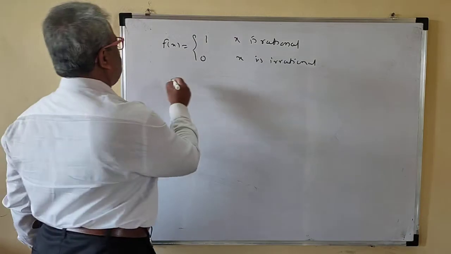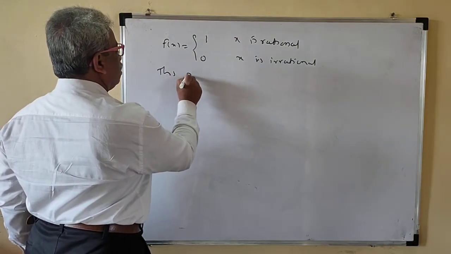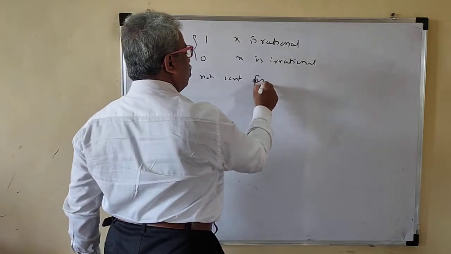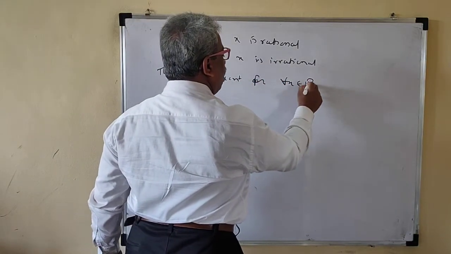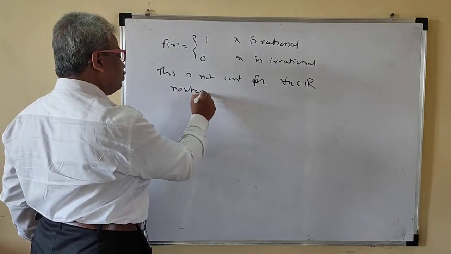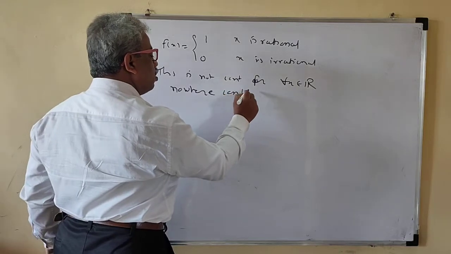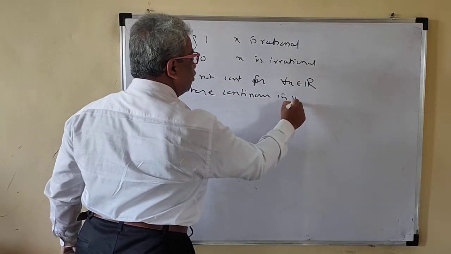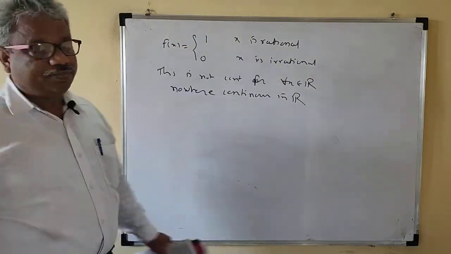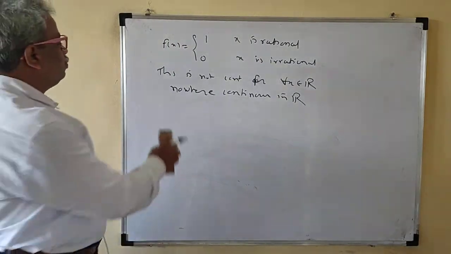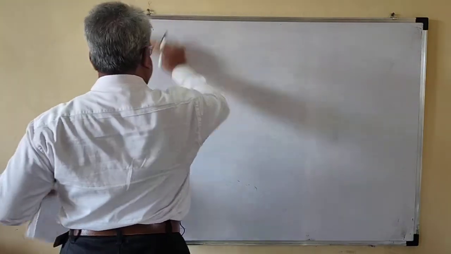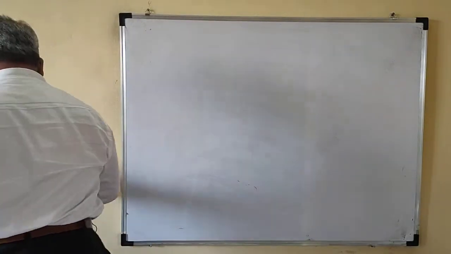So this is not continuous for all x belonging to R. That means it is nowhere continuous in R. It is not continuous anywhere. For any real number, it is not continuous. So remember this word, nowhere continuous.